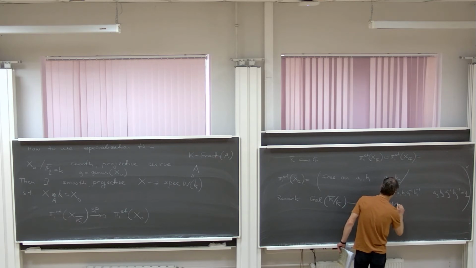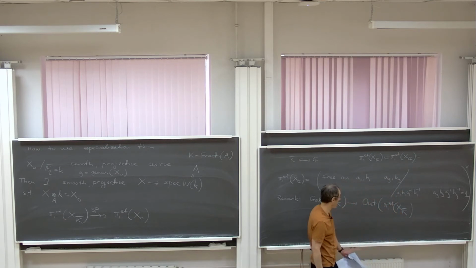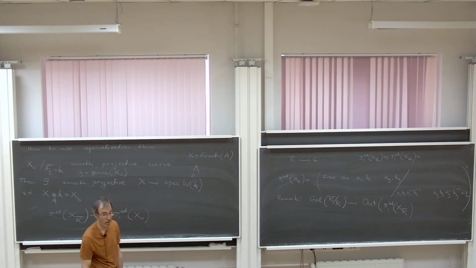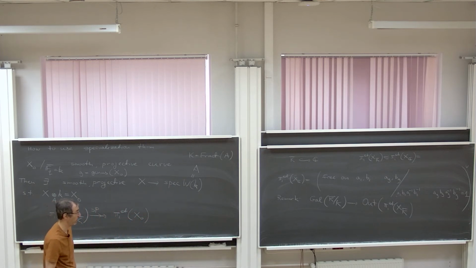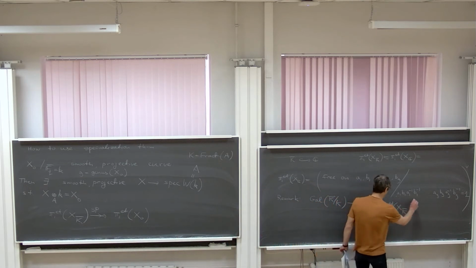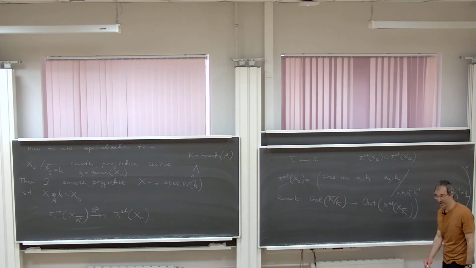X has lots of rational points, right? That's true. So can't we just? We can regard it, but then the actual action will depend on the choice of this rational point.